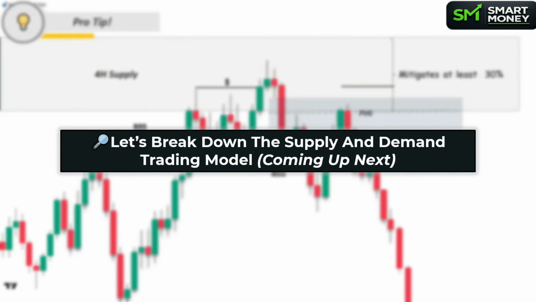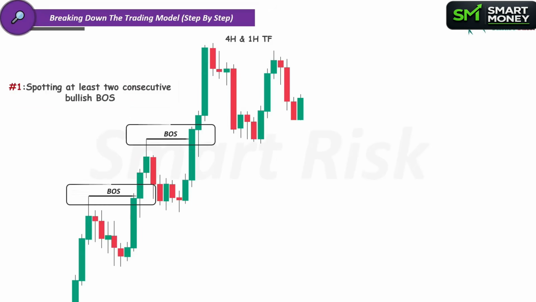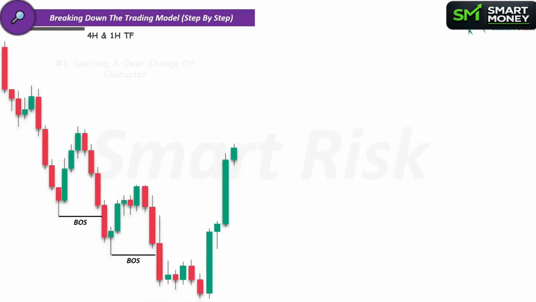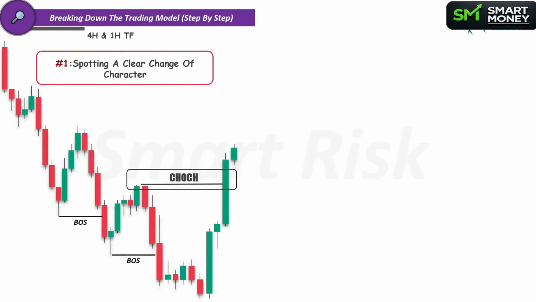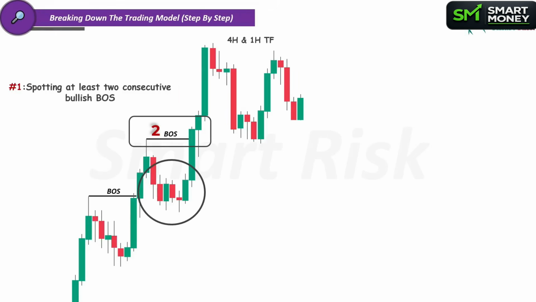But before we continue, in a bullish scenario, the first step is to confirm that buyers are in control. You can do this by identifying a clear uptrend with at least two consecutive bullish breaks of structure, or by spotting a valid change of character after a bearish trend. Once the bullish direction is confirmed, focus on the most recent break of structure and trace price back to the origin of the impulsive move that caused it. This is where the demand zone is formed.